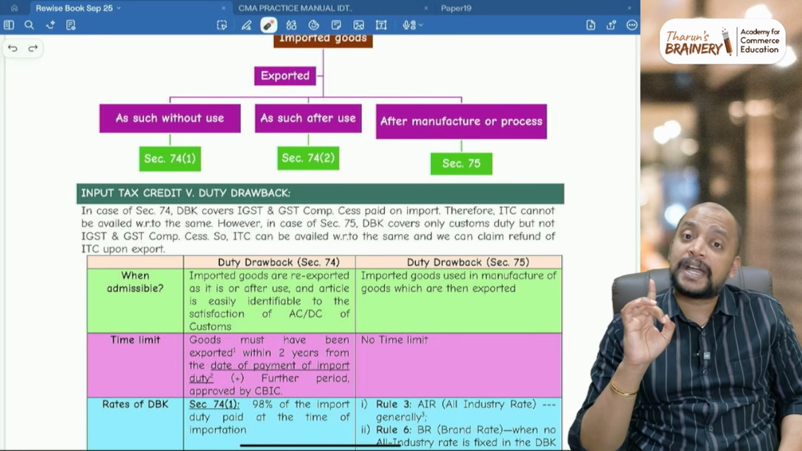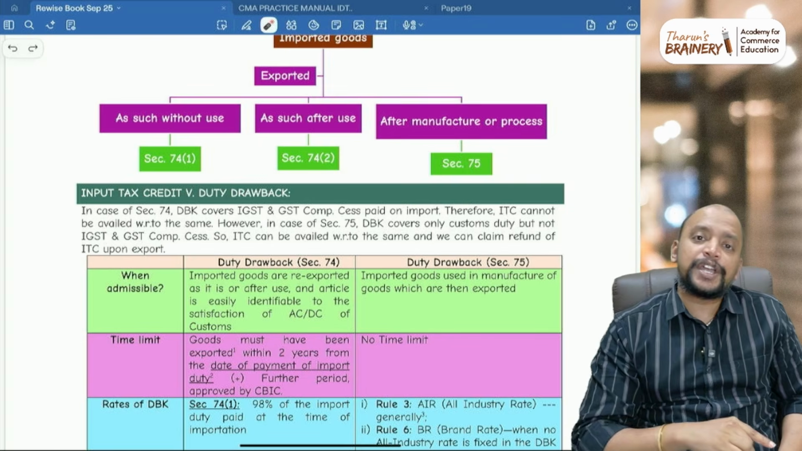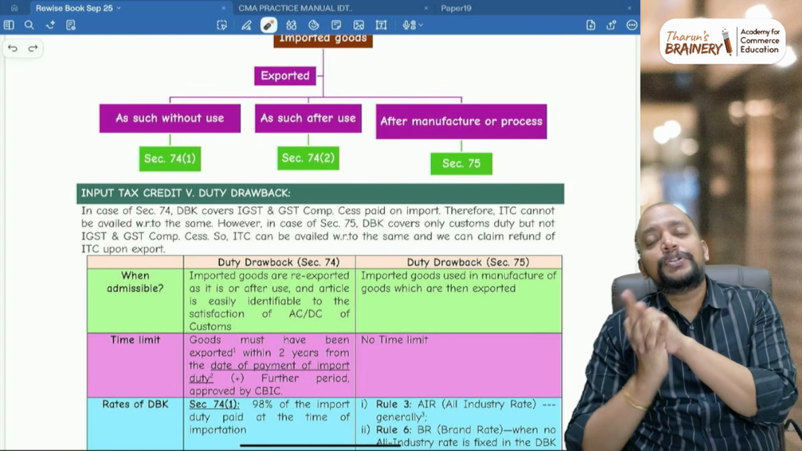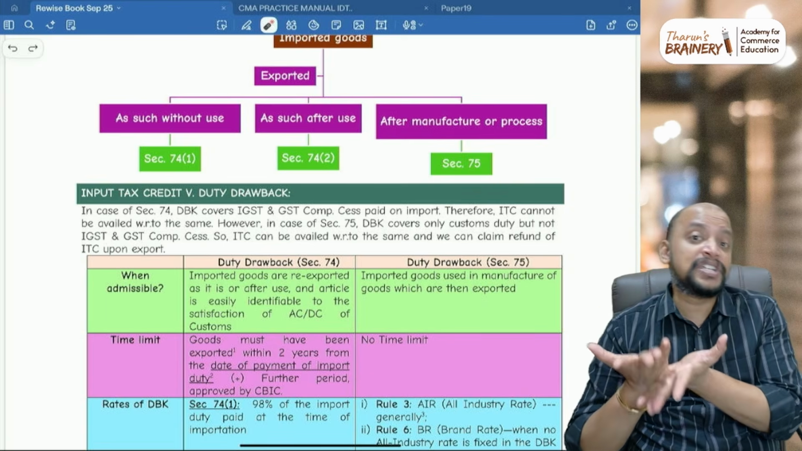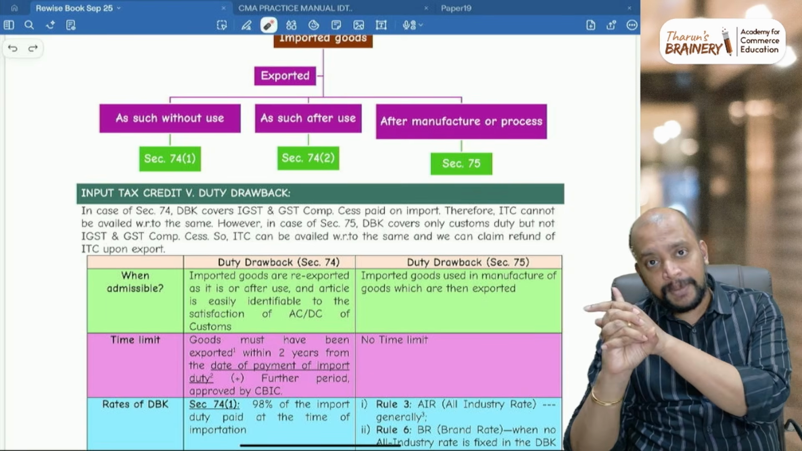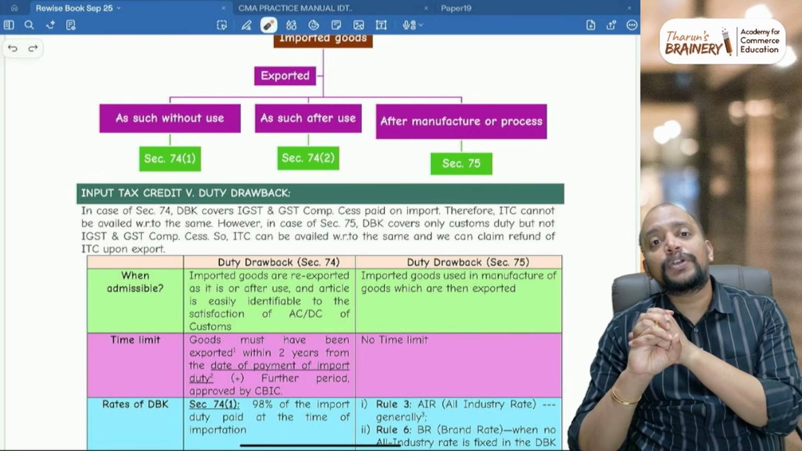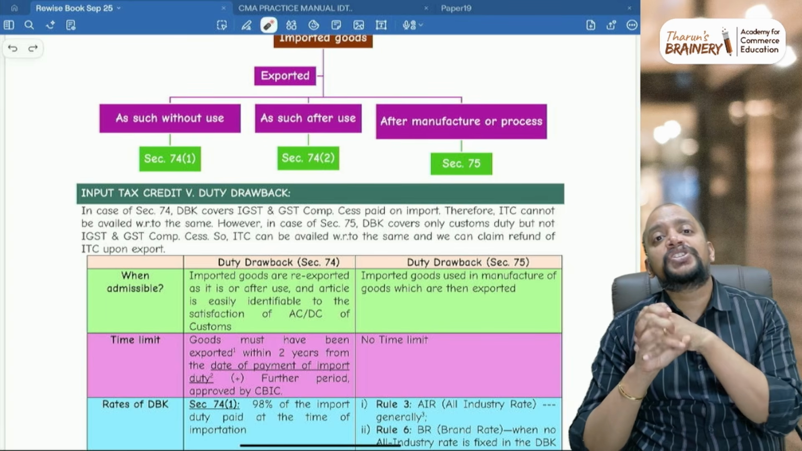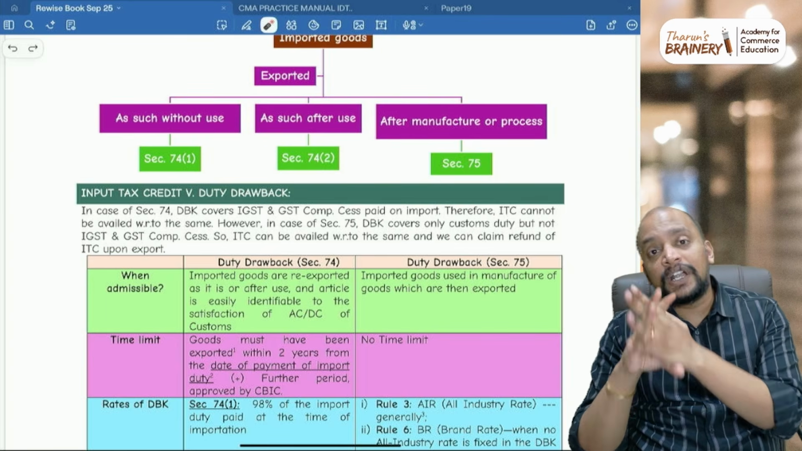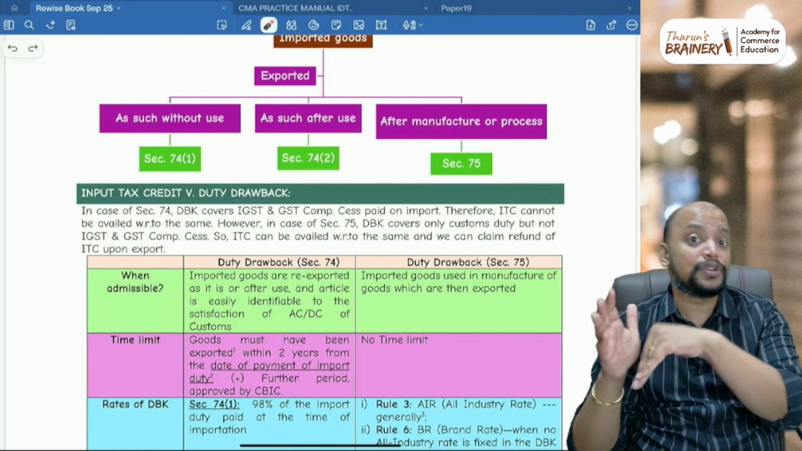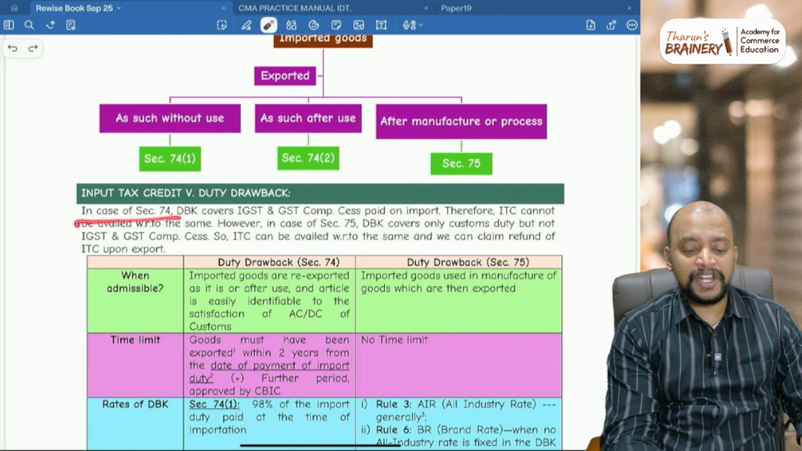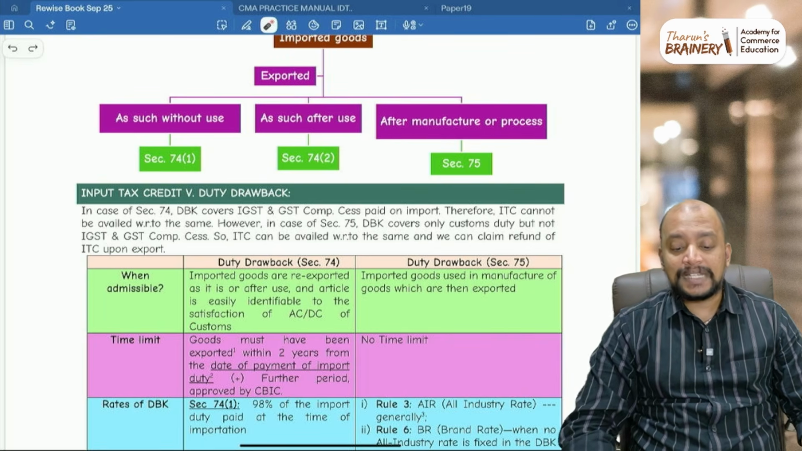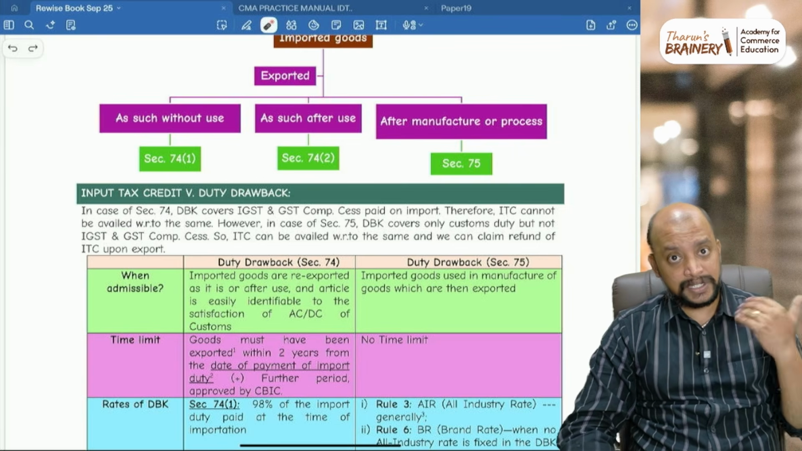But if it is duty drawback under 74, you cannot take input tax credit, because under 74, they are giving the refund even with respect to IGST paid on import. But duty drawback under 75, they are not going to give you the refund with respect to IGST paid on import. So only the coverage will be basic customs duty and social welfare surcharge. In case of section 74, duty drawback covers IGST and GST compensation cess.